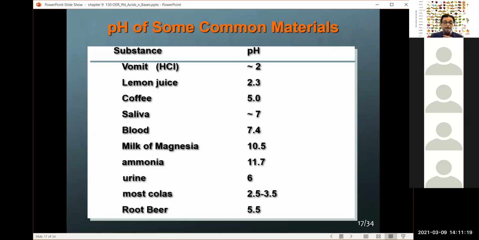Yes, it is. Saliva ranges, depends on the person, but blood, very crucial pH. Very crucial. We try to maintain that pH, or otherwise we have problems. Milk of magnesia, which is mostly magnesium hydroxide, obviously 10 and a half, of course that will vary. Ammonia, about 11.7. Urine, again, that varies depending on what you ingest and so forth. Most soda pops run from 2.5 to about 3.5, and root beer, I was surprised, is only weakly acidic.